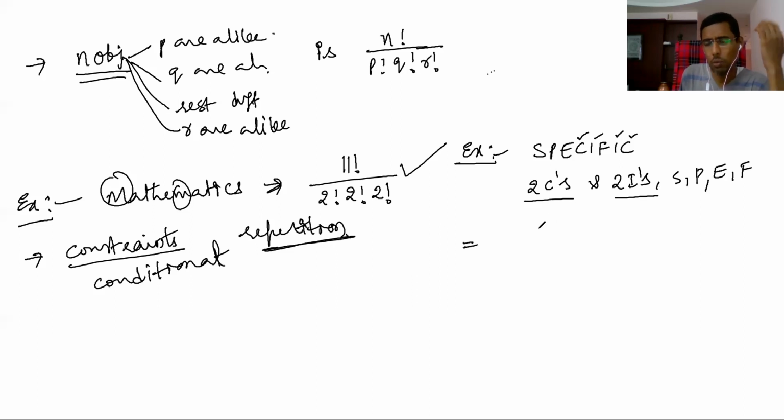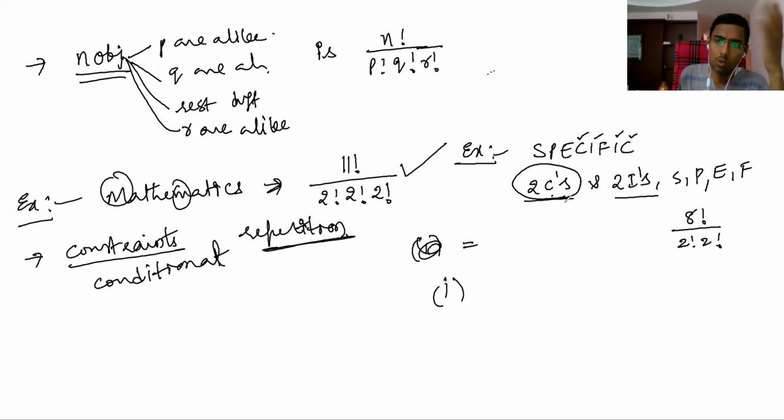Let's say you have to find the total number of permutations. The total number of permutations is 8 factorial by 2 factorial into 2 factorial. That's one. The first question asked is the number of permutations in which two C's come together. Two C's come together means 1 unit, and the remaining are 6 units. So the total is 6 units plus 1, which is 7 units.